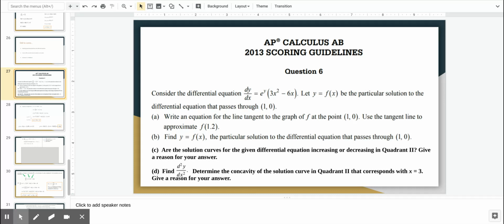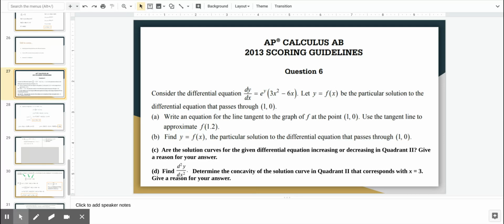So, part A really asks us to do two things. Number one, we need to come up with the equation for the tangent line that specifically goes through the point (1, 0). But then I also need to use that to approximate f(1.2). So that part's actually somewhat new to us. We've done something similar to this where we've talked about using a tangent line for linear approximation. And I'm going to sort of spell that out and maybe draw it for you in just a second. All right, but let's start with the first part, writing the equation for the tangent line. And before we move to the next slide, I just want to say one thing.